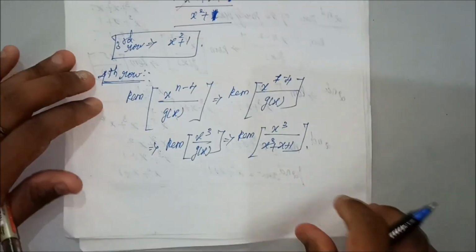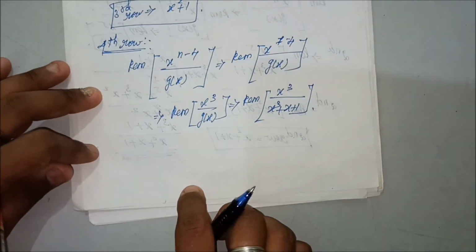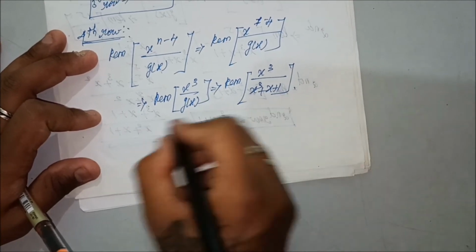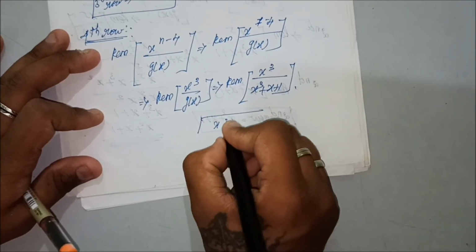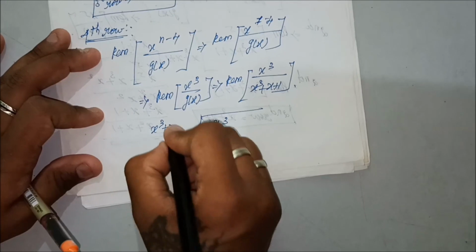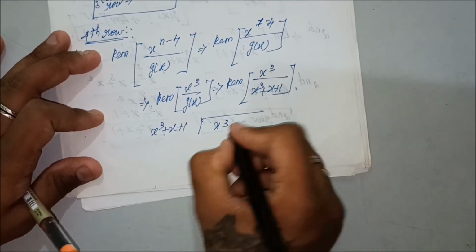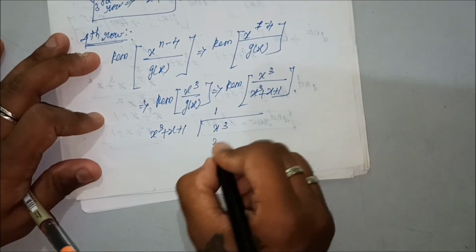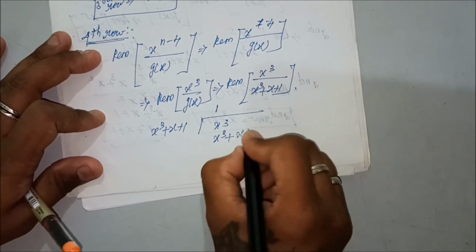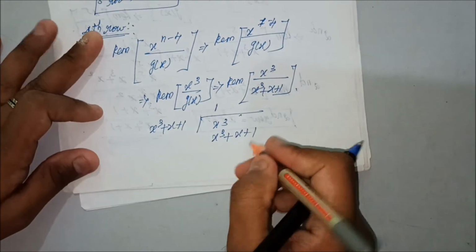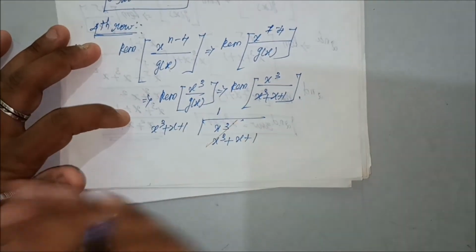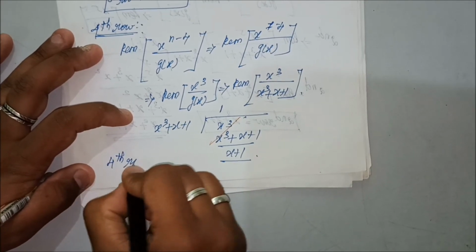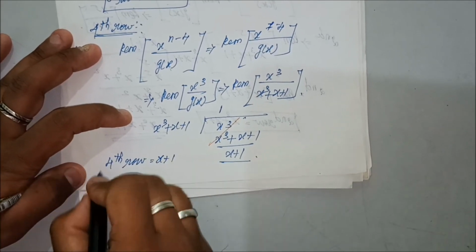This is how we have to substitute in the equation and find the value. This can be easily identified. If you do the long division method, you can easily identify the remainder value. To get x cube, we have to multiply with 1, so it will be x cube plus x plus 1. The x cube and x cube get cancelled, so the rest of the value will be x plus 1. So the value of the fourth row is x plus 1.